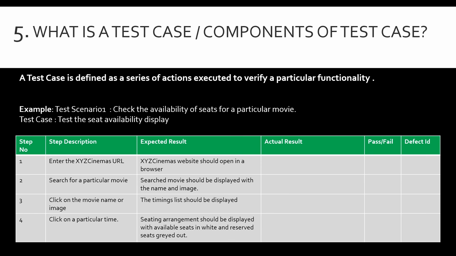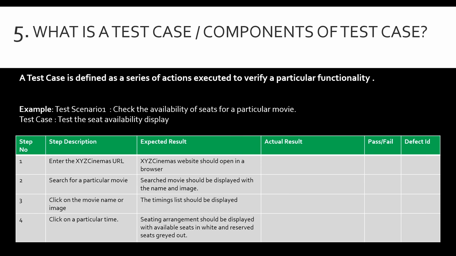These are the key columns. There can be additional columns used by the SIT testers, but if it's from a UAT perspective and you're preparing a test case, this is more than sufficient. Let's look at the example. Step number one, the description is enter the XYZ Cinema URL. What is the expected result? The XYZ Cinema's website should open in a browser.